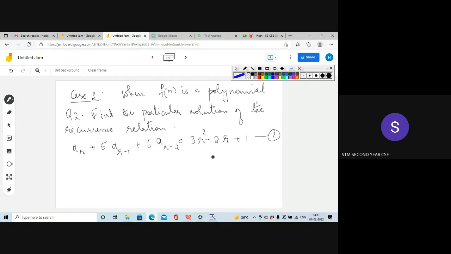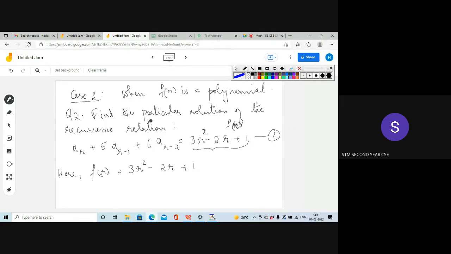Now if it is not 0, then you should look at this RHS and find out what it is. This is f of n. Here the variable used is r, so it is f of r. Looking at the function, we find that it is a polynomial of degree 2. That is, f of r is equal to 3r square minus 2r plus 1.